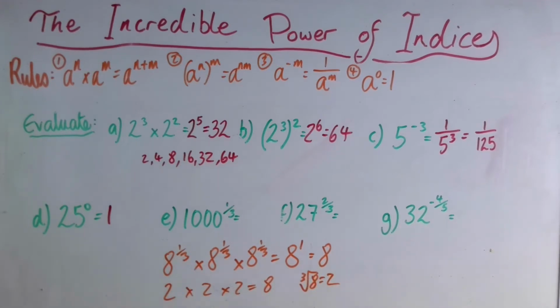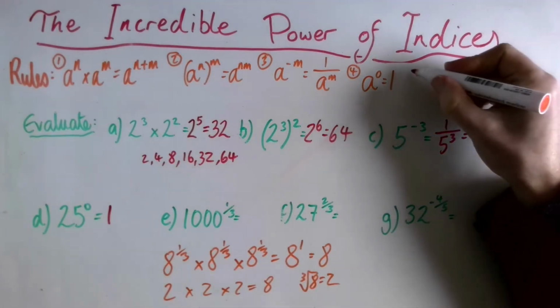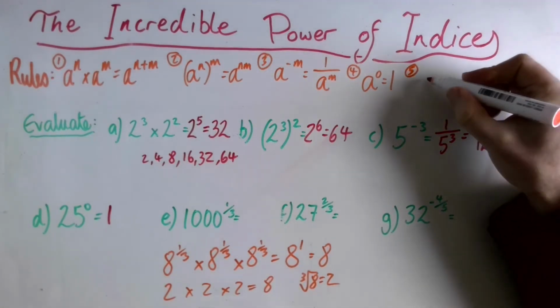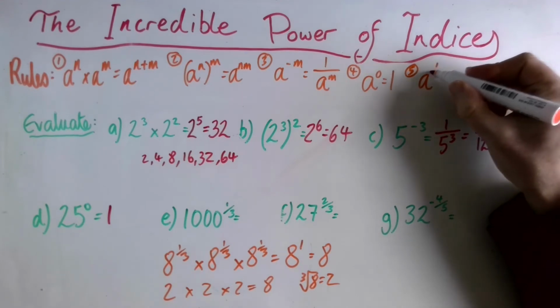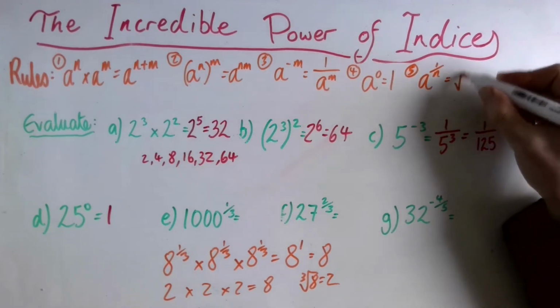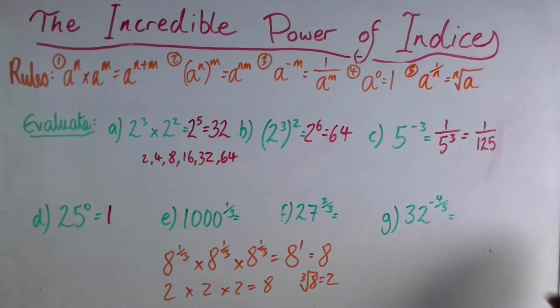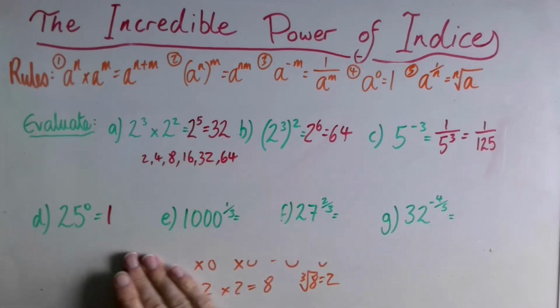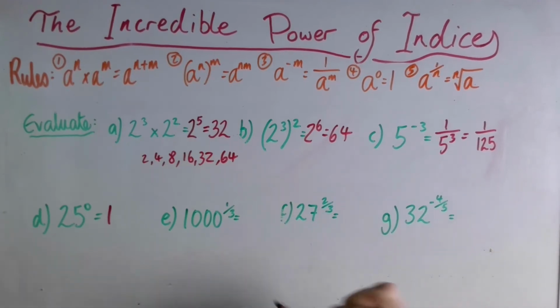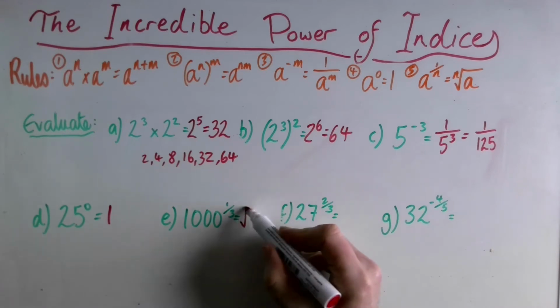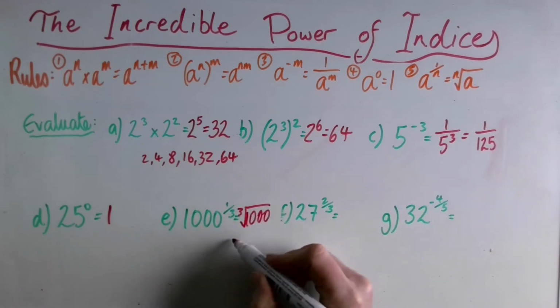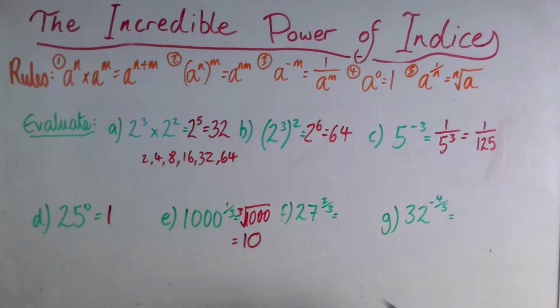So a fractional power is like a root in effect. So we can put down our next rule on that, of saying that if we had a to the power of 1 over n, that's going to give us the nth root of a. How does that translate down here? That translates to the cube root of 1000, and the cube root of 1000 is 10, because 10 times 10 times 10 is 1000.